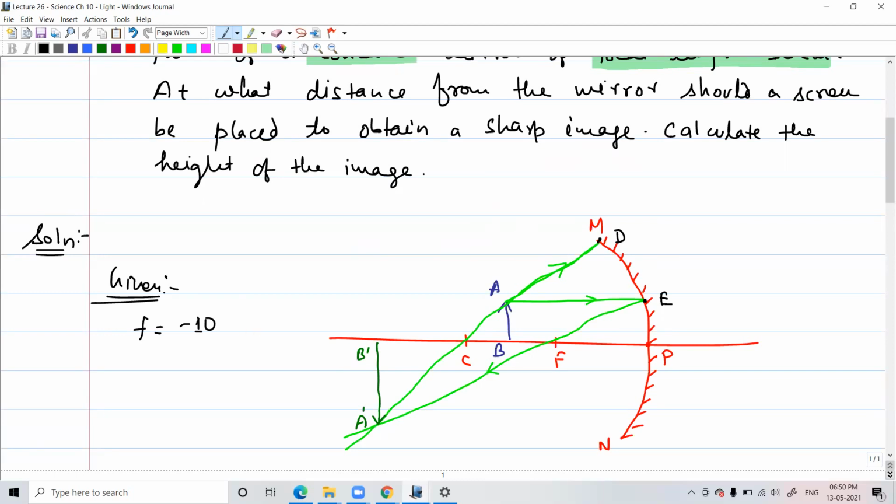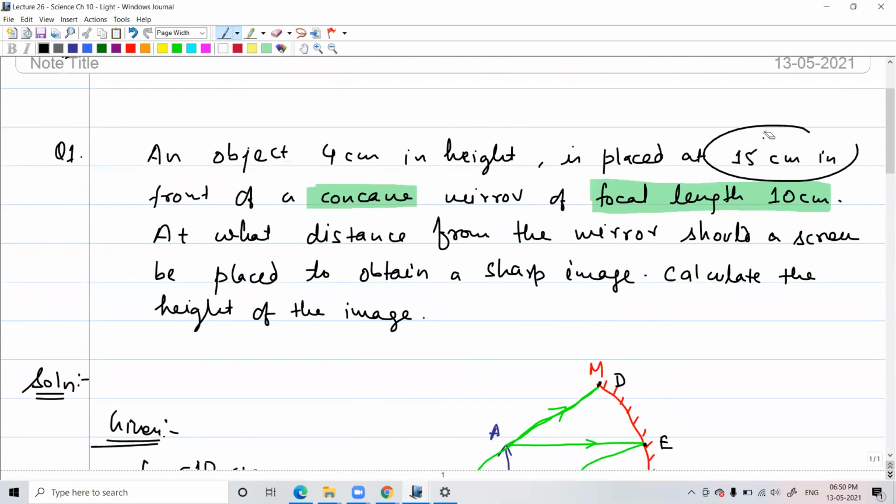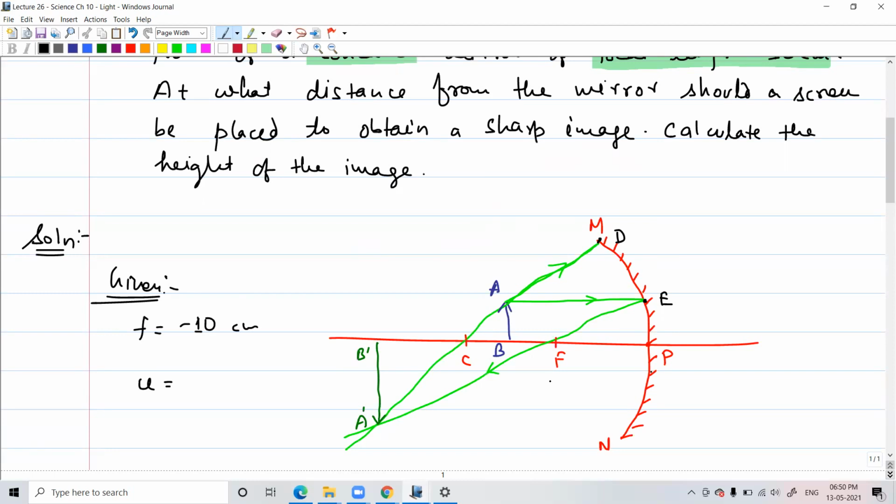Centimeter, of course. Then what else they have given? They have given the object distance, U, that is 15 centimeter. Minus 15. So again, that is 15 centimeter. And we know that object we will normally place to the left of the mirror. So this 15 centimeter will become actually minus 15 centimeter. So this is also minus 15. Now you have U and F.